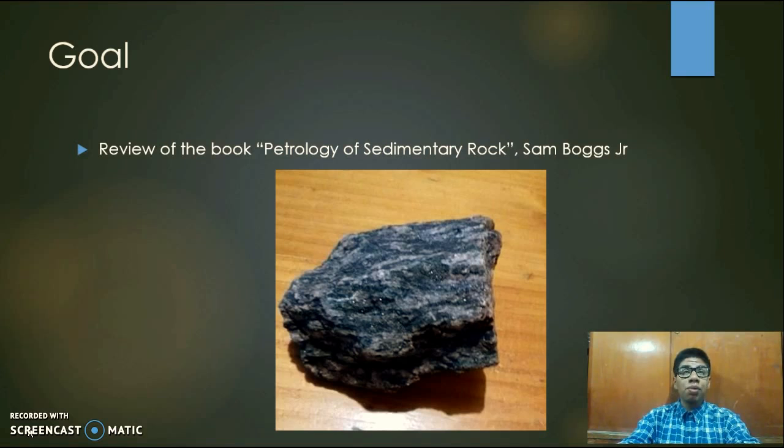Review of the book Petrology of Sedimentary Rocks by Sam Boggs Jr.